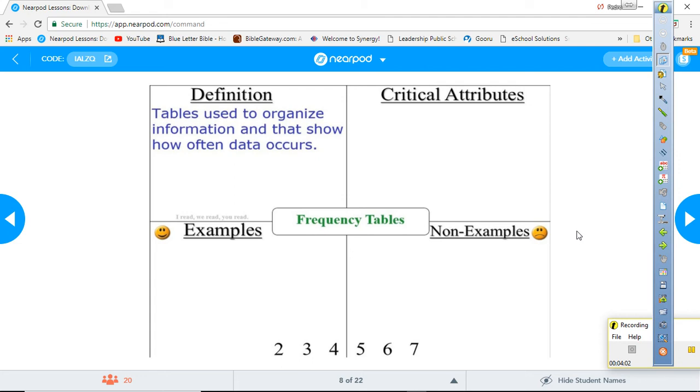Frequency tables, tables used to organize information and that show how often data occurs.